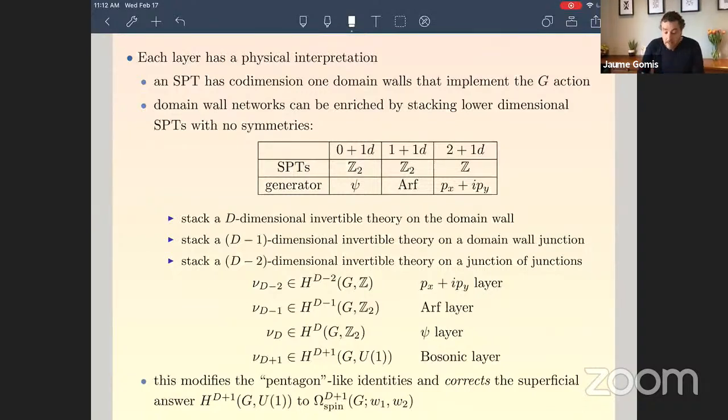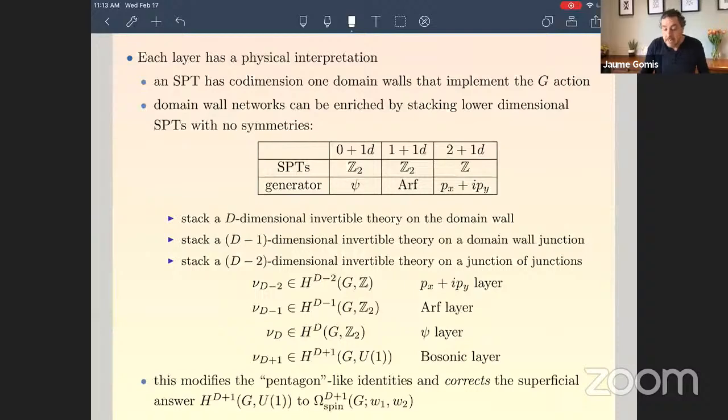And the fact that you have other objects living at the intersections modifies the usual pentagon-like identities that defined the original Wedge-Dominic consistency condition. I told you what the anomaly was measured in terms of. They're corrected by things of lower degree, okay? And this corrects, if you wish, the answer from group cohomology to this cobordism group.